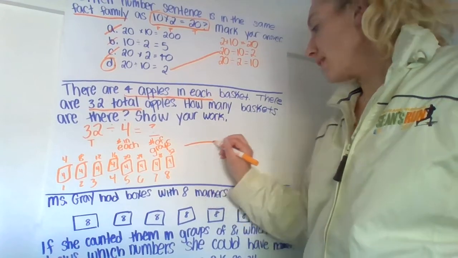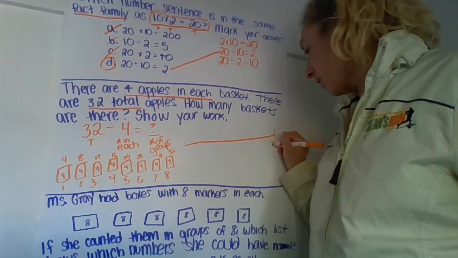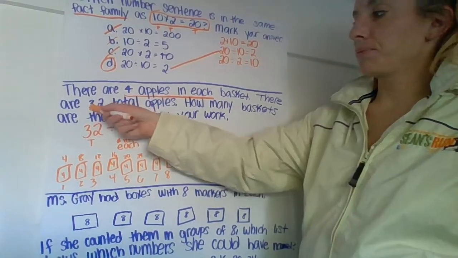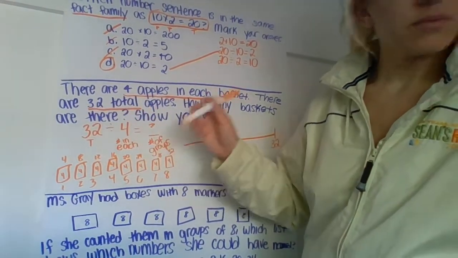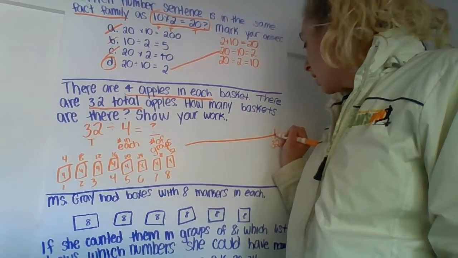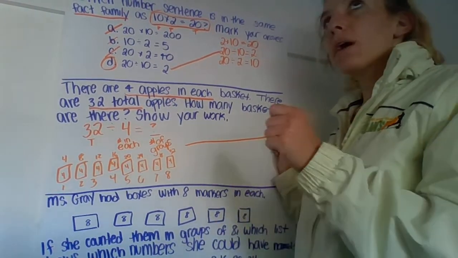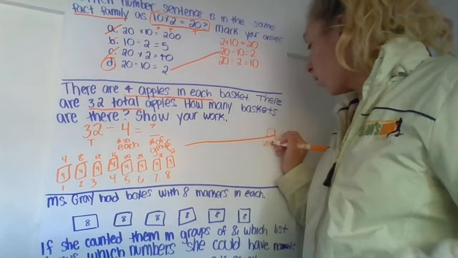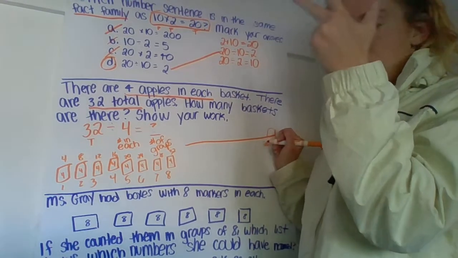Another way you could have solved it, if you're pretty speedy with counting backwards, is to draw a number line. I'm going to start at 32, because I know that 32 is my total, and then I'm going to count backwards by 4s, because that's the part I know. 32 minus 4, well, 32 minus 2 is 30, minus 2 more is 28. Or I could just go 32, 31, 30, 29, 28.